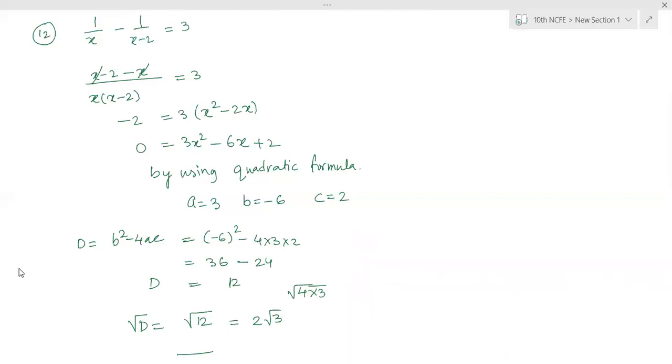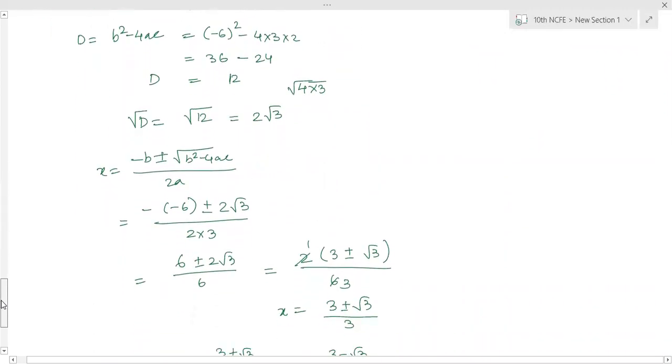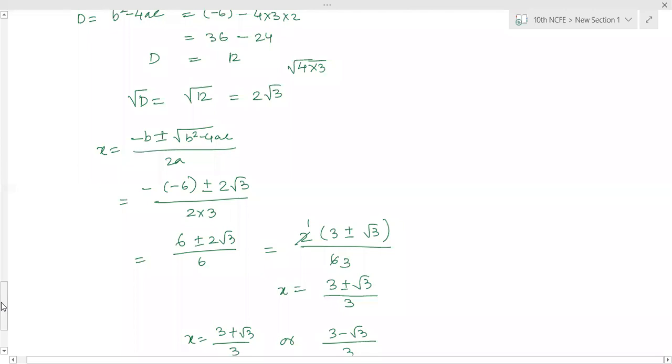Ma'am, you could have taken 2 root 3 also common, no? 2 root 3 common? Of 6 and 2 root 3. Yeah, that can be taken common. But again, root 3 will come and remain outside; again you have to multiply inside. Keep it in a simple form. Okay.